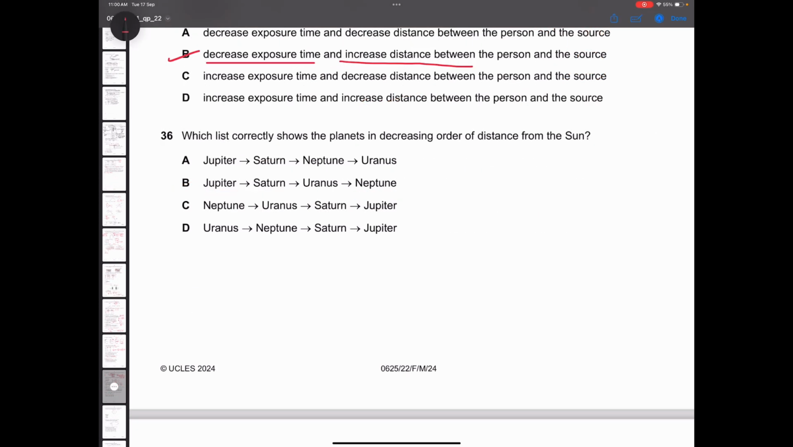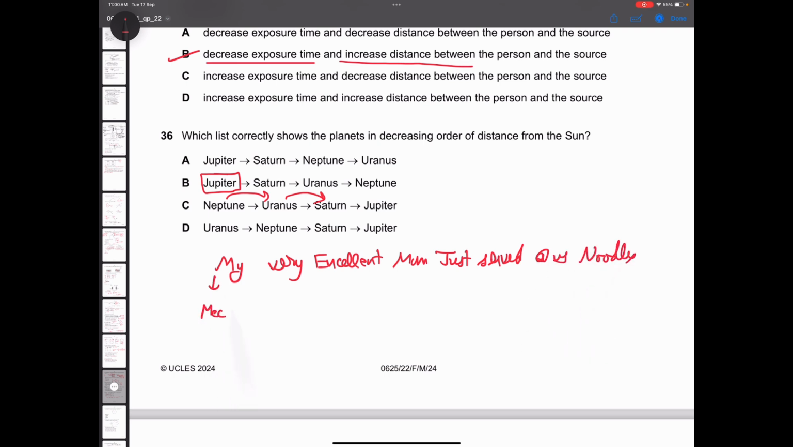Now, this question is about the decreasing order of distance from the sun, means the planet first should be the furthest away. Then it should be coming closer to the sun, decreasing distance. So for this, we have a very nice mnemonic: my very excellent mom just served us noodles. So this is Mercury, Venus, Earth, Mars, Jupiter, Saturn, Uranus and Neptune.